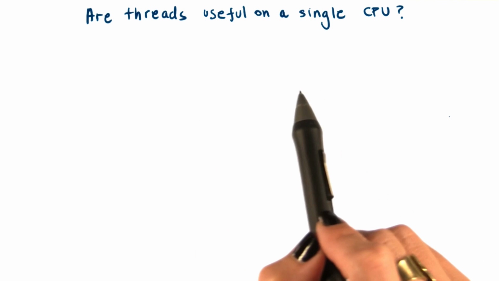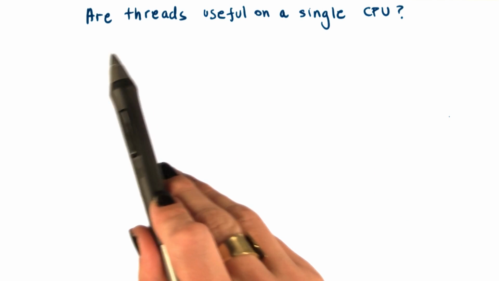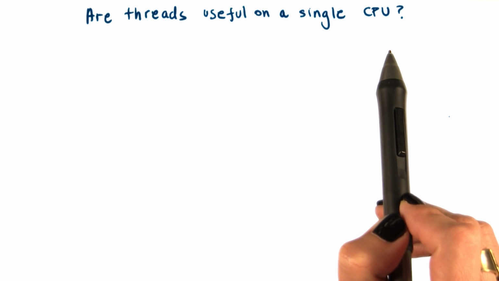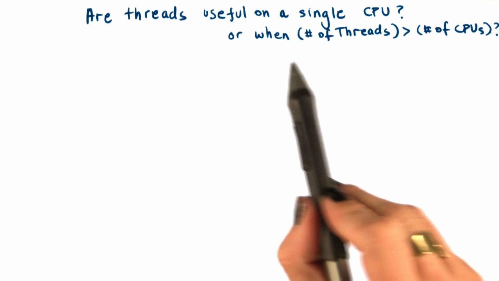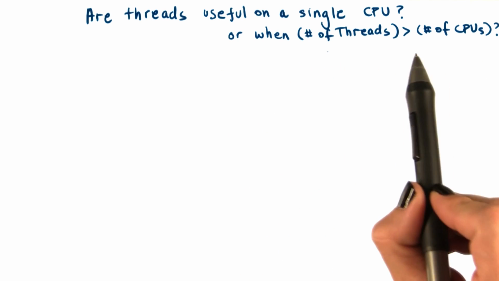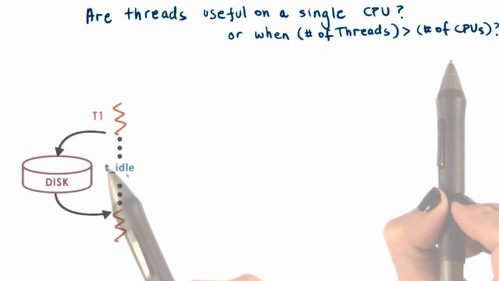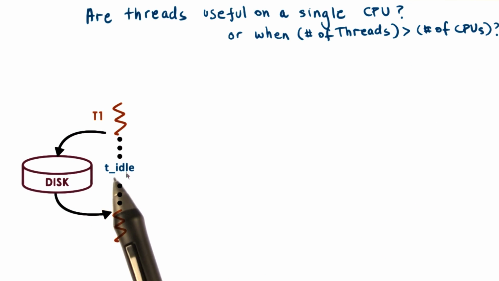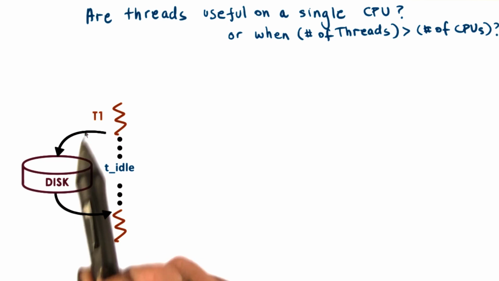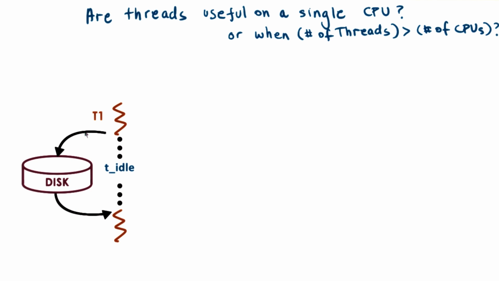One question that you can ask is also, are threads useful on a single CPU? Or even more generally, are threads useful when the number of threads is greater than the number of CPUs? To answer this question, let's consider a situation where a single thread, T1, makes a disk request.